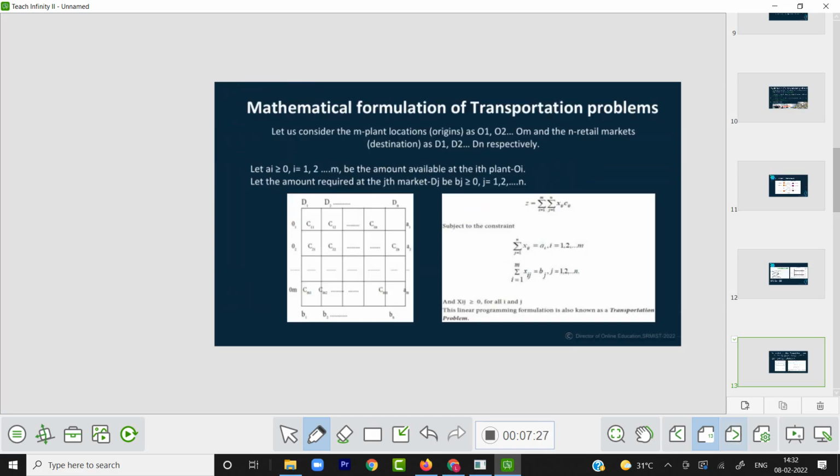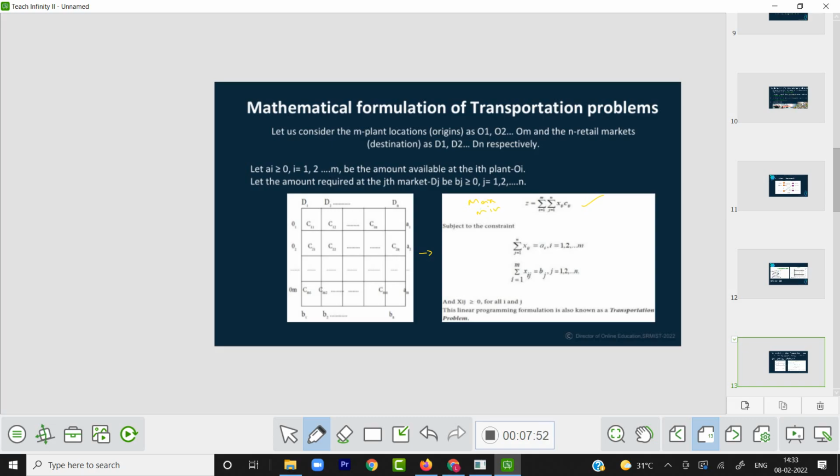So the mathematical model we can see. Origins are given here, destinations are given here. That origins and destinations we can bring into a mathematical model, where this is an objective function, which will be maximized or minimized. We can write it here: maximize or minimize the objective function.